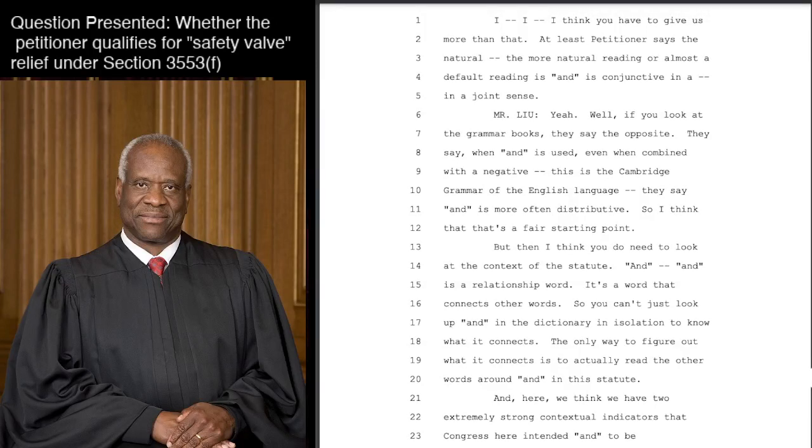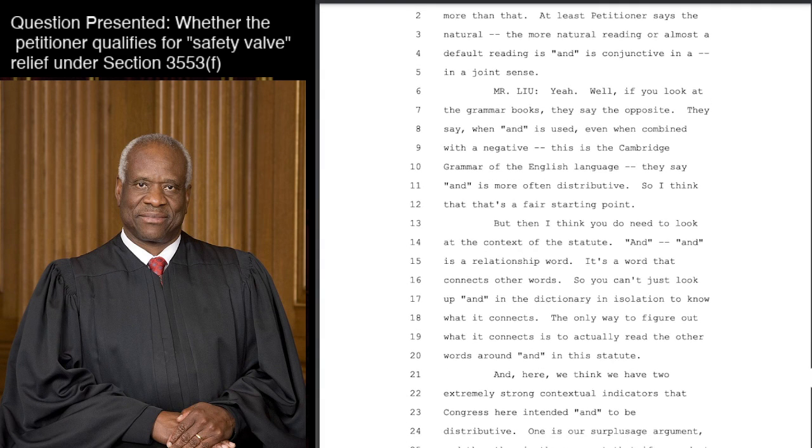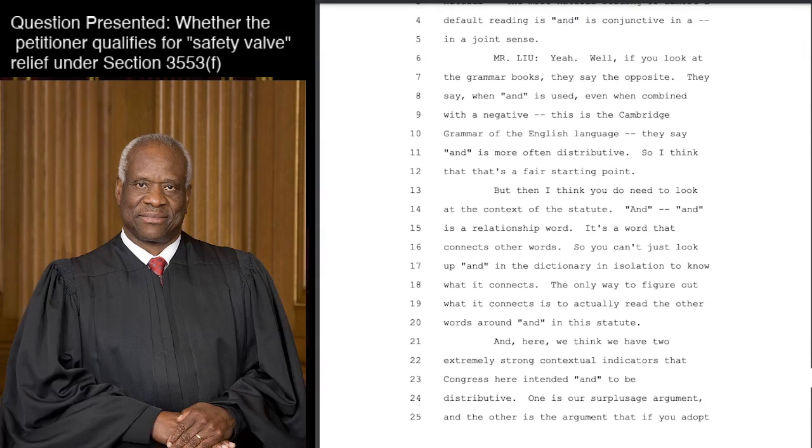At least petitioner says the more natural reading, or almost the default reading, is conjunctive in a joint sense. Yeah, well, if you look at the grammar books, they say the opposite. They say when "and" is used, even when combined with the negative, this is the Cambridge Grammar of the English Language, they say "and" is more often distributive. So I think that's a fair starting point. But then I think you do need to look at the context of the statute. "And" is a relationship word. It's a word that connects other words. So you can't just look up "and" in the dictionary in isolation to know what it connects. The only way to figure out what it connects is to actually read the other words around "and" in the statute.